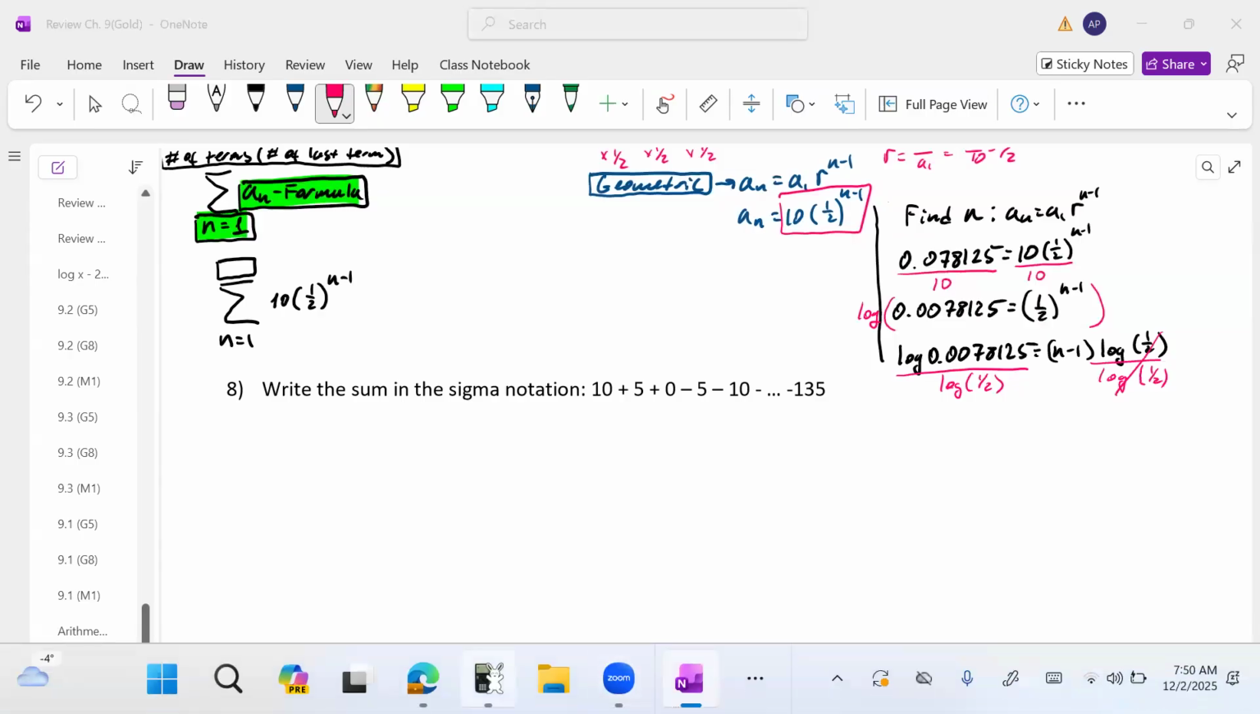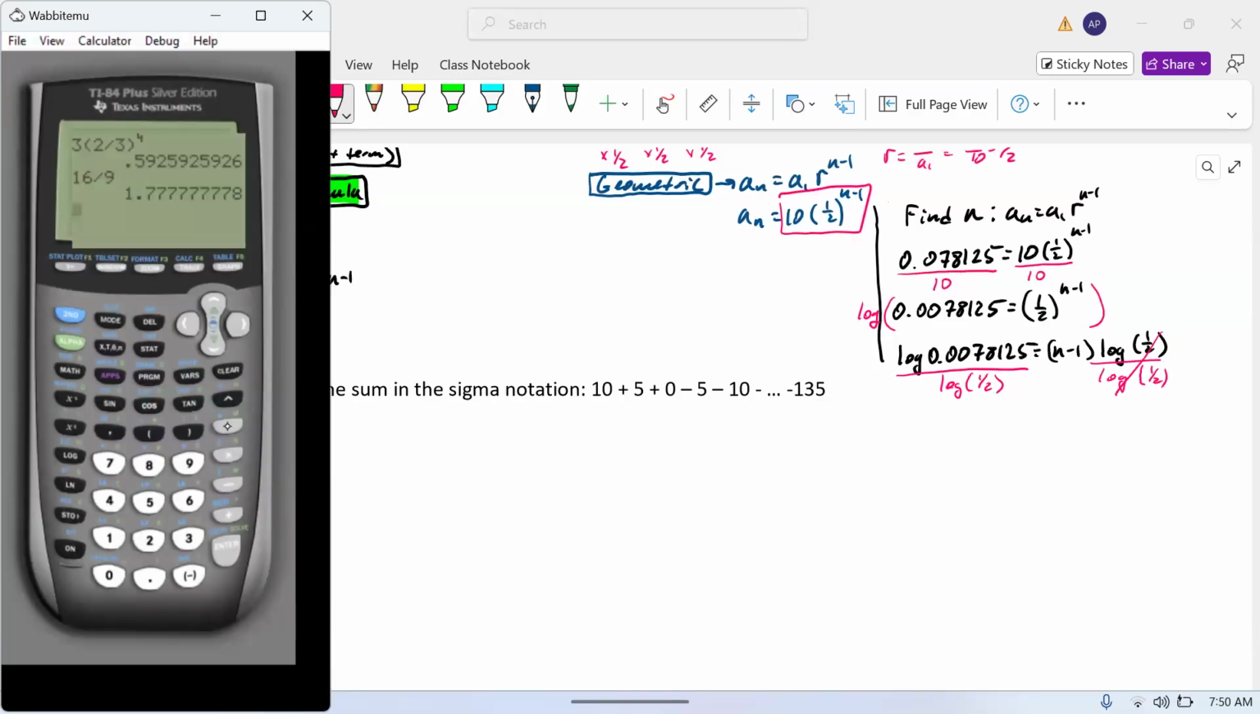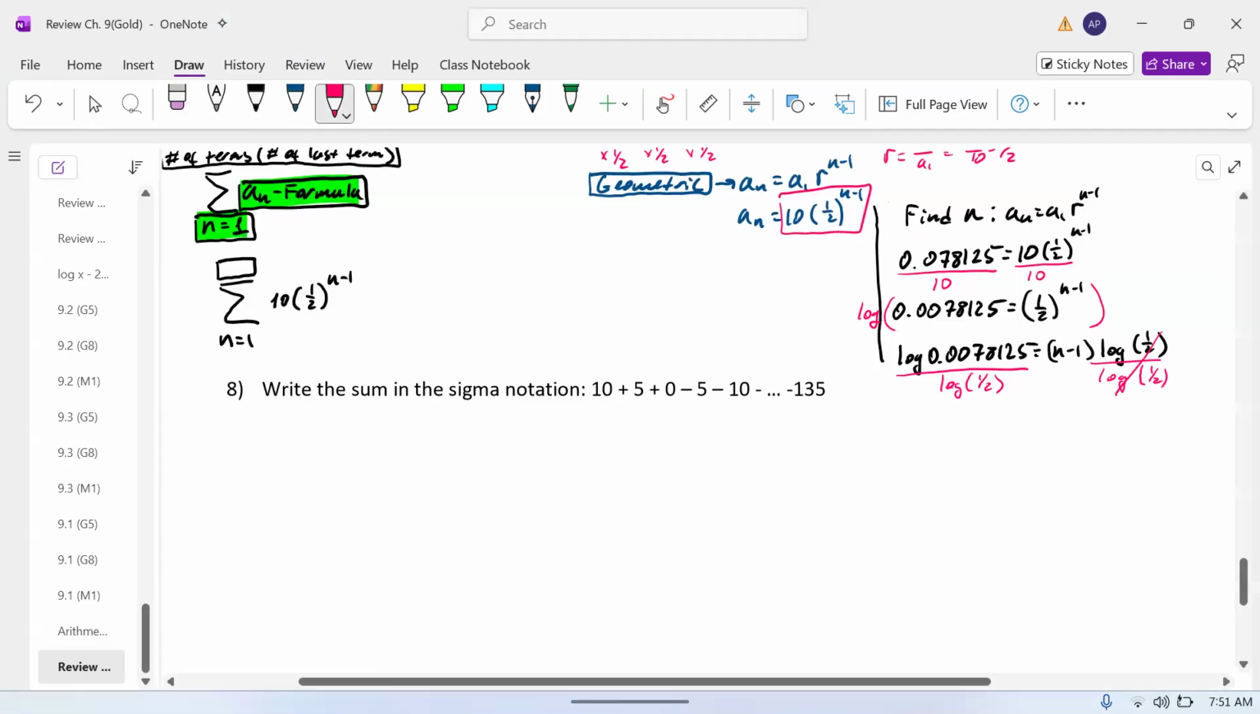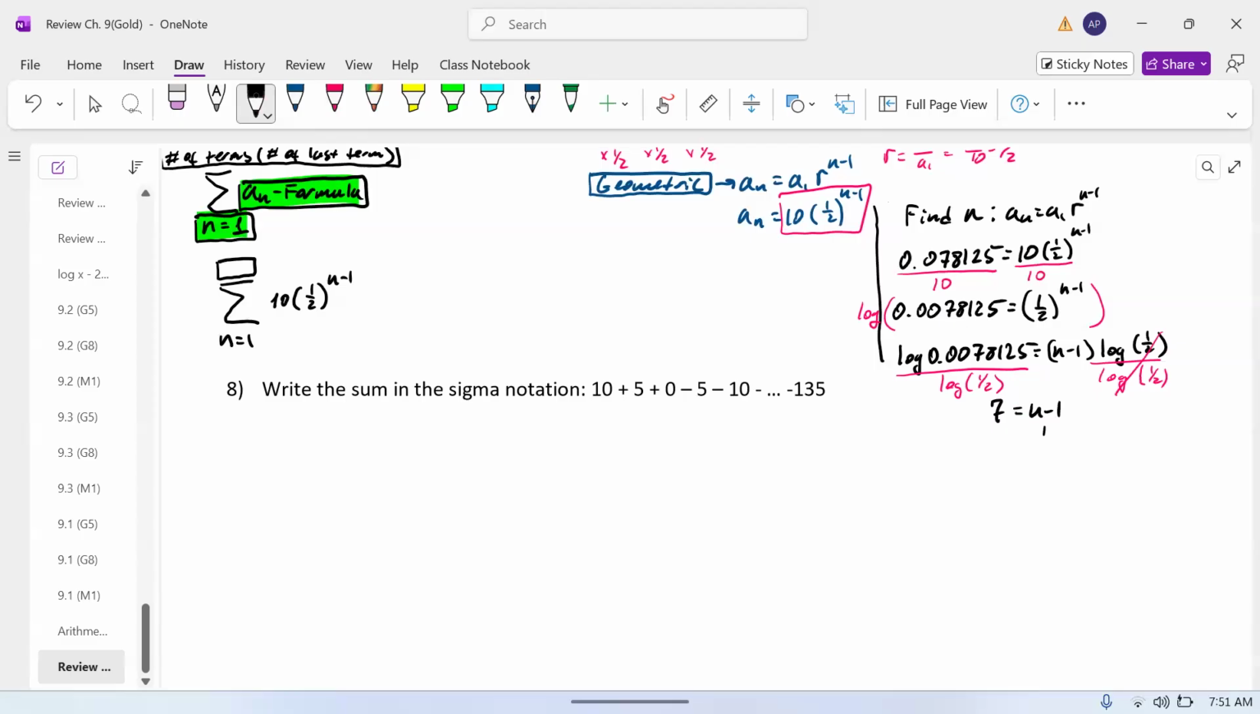Okay, and we can use a calculator to do so. So log of 0.00788125 divided by log of 0.5 or 1/2. And we just get 7. Yeah, all of that to just get 7. So we get 7 equals n minus 1, and then you add 1, of course, so therefore you get 8 equals n. So we know that at the very top, we're going to put 8. And that's it. That is our sigma notation.